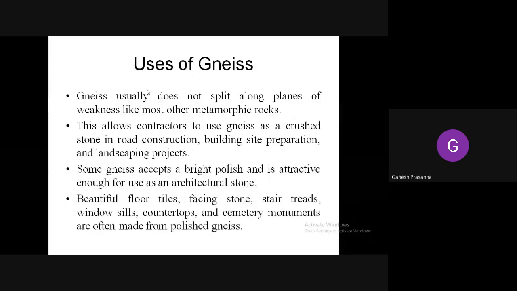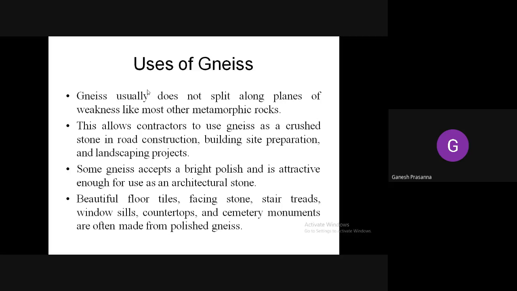Coming to the uses, they do not split against the planes of weakness like other metamorphic rocks. Every rock possesses a plane of weakness, but gneiss will not split along that plane. This phenomenon is used by contractors to use gneiss as crushed stone in railroad and road construction, in laying roads, building site preparation, and landscaping projects.